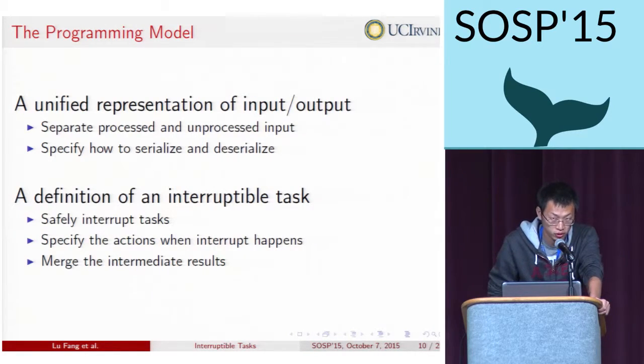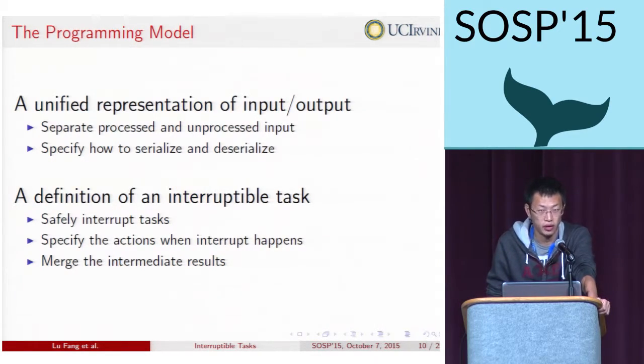Also in our program model, we need a definition of an interruptible task. This definition can guarantee that we always interrupt the task safely. And this definition tells the system what kind of actions it should take when an interrupt happens. Also, the system needs to know how to handle the partial results generated because of interrupts.